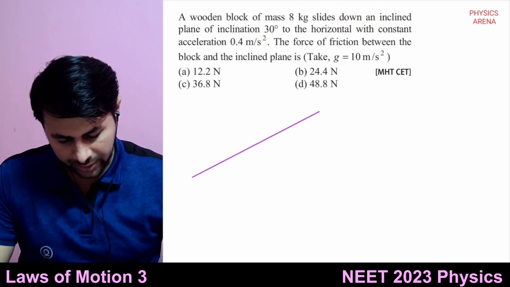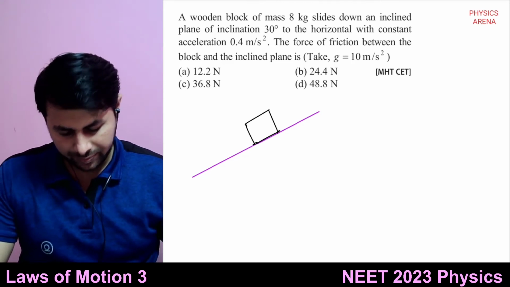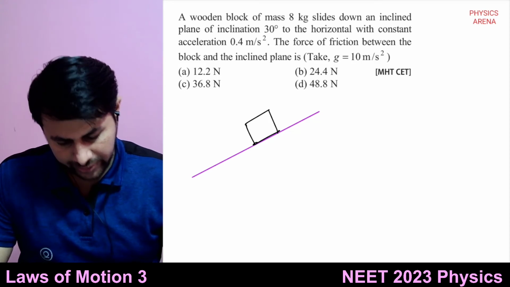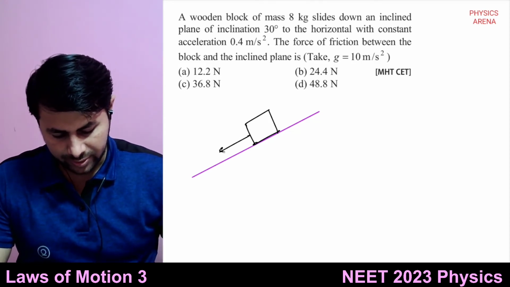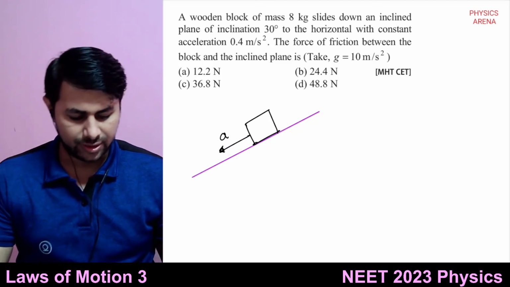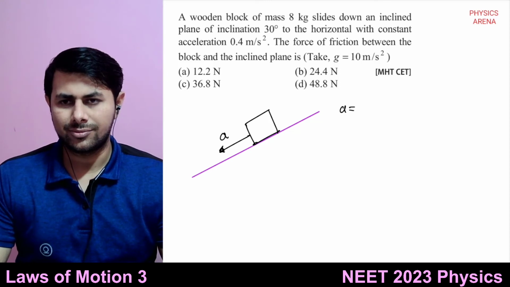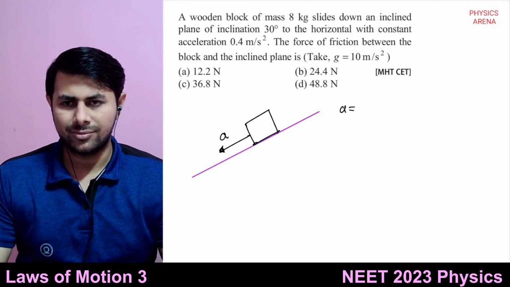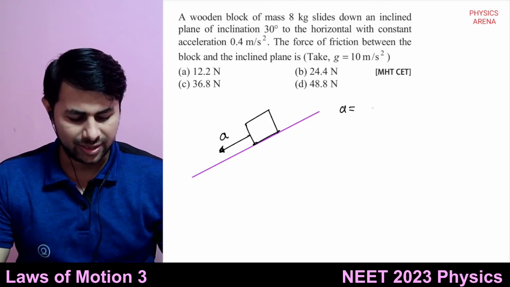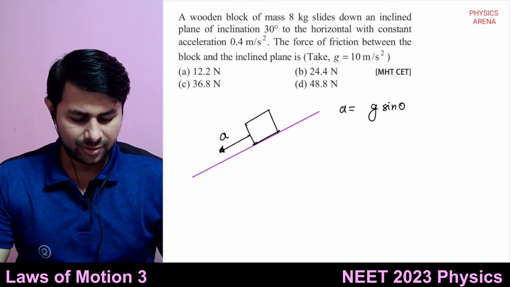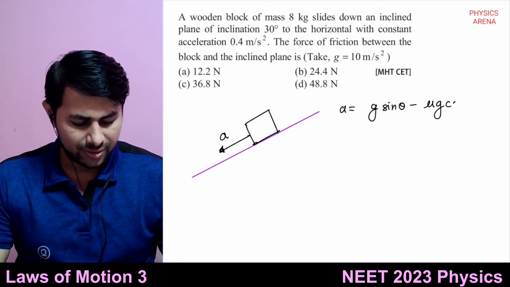So this is your inclined plane. This is the wooden block. It slides down with constant acceleration. So acceleration is given. So let's suppose A is acceleration. Now tell me, what is the acceleration? It is g sin theta minus mu multiplied by g cos theta.